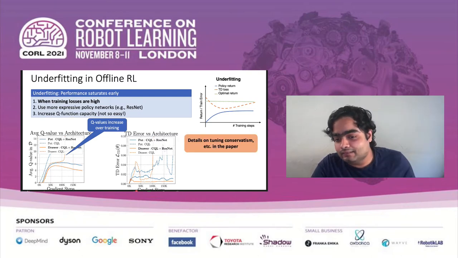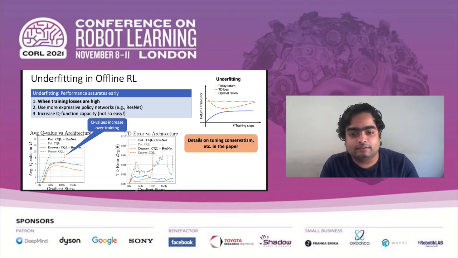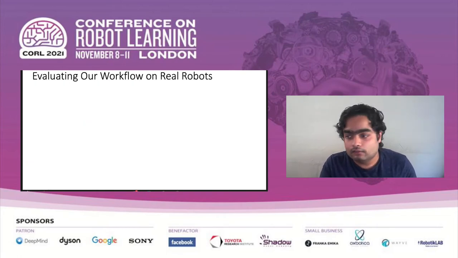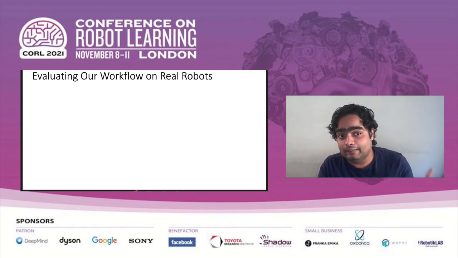There are also many other details here, like tuning other hyperparameters, like the conservatism hyperparameter, et cetera. A lot of these things are in the paper, and we would love to discuss with you on the poster as well, but I'll skip here in the interest of time. Okay, now Aniket will talk about evaluating our workflow on real robots.